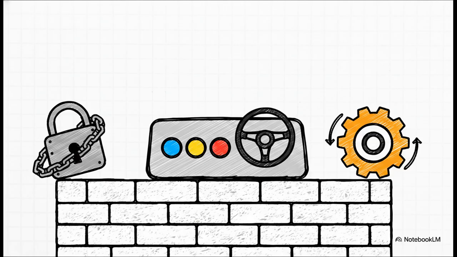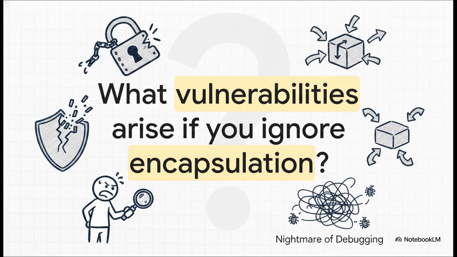I want to leave you with one vital thought to really test your understanding. If you decide to abandon the protection of private access modifiers simply because it's a bit faster to write public variables, what exactly happens to the integrity of your code? Think about the accidental overwrites, the unauthorized access from other software modules, and the absolute nightmare of debugging a system with zero internal security. It's a disaster waiting to happen.